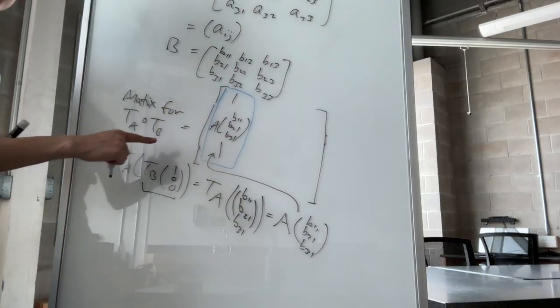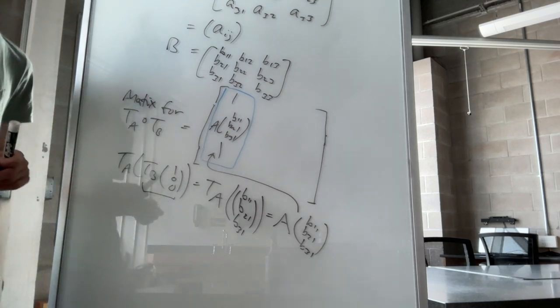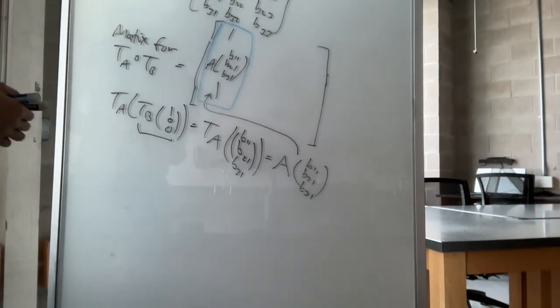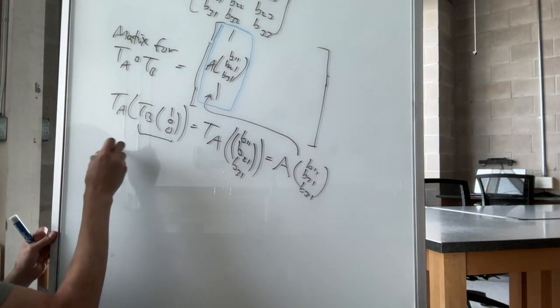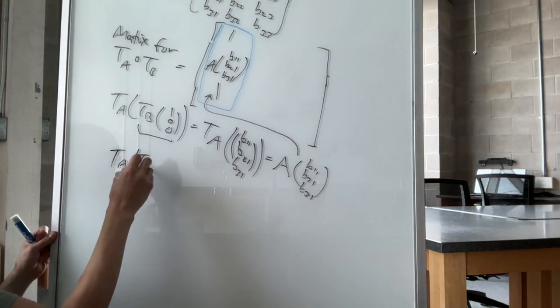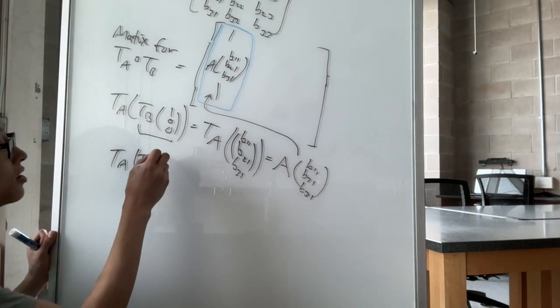There you go. That's the first column. So what's next? The second column is going to be where the composition sends the second basis vector, which in this case is going to be in the y direction, 0, 1, 0.